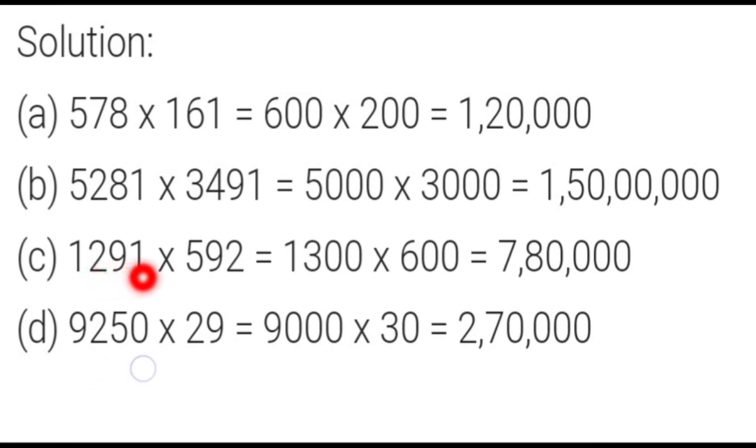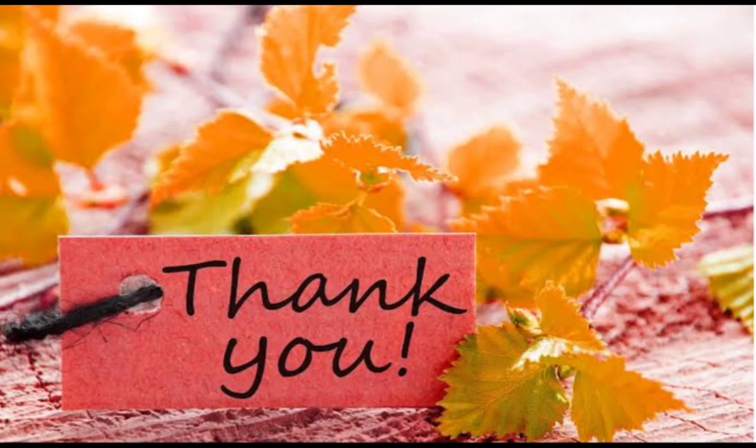1291. It will be very close to 1300, and 592 very close to 600. Let us multiply them. The answer is 7,80,000. The last question is 9250, very close to 9000. So we round it off to 9000, and 29 is very close to 30. We round it off to 30. Now multiply them. The answer is 2,70,000. I hope, students, you have understood this whole exercise of 1.3.